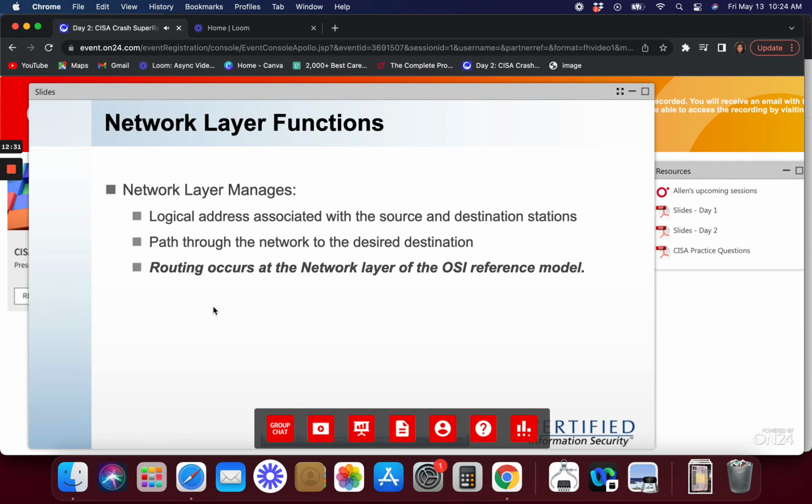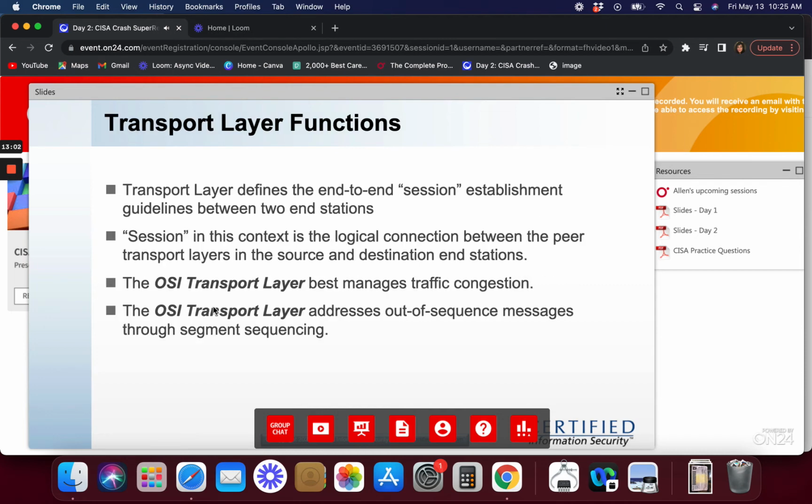Network layer functions. Just like you need to know what happens at the transport layer, we need to understand that routing, how to actually, not just the physical carrying of the data, but where it goes and how it gets there is routing. That's handled at the network layer rather than the transport layer. The transport layer is the truck that carries information. The network layer is the driver with the map who knows how to get there. That's essentially what we're looking at there with the network layer functions. Routing occurs at the network layer. So again, transport layer functions, and recap, transport layer manages traffic congestion as well as out of sequence messages.